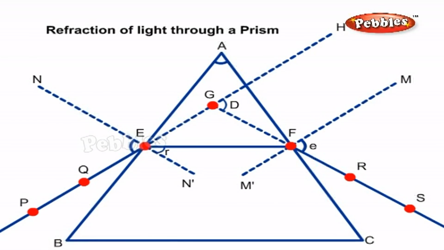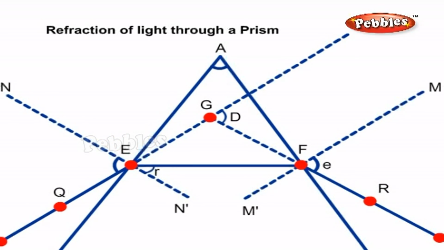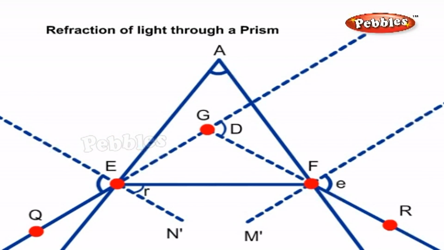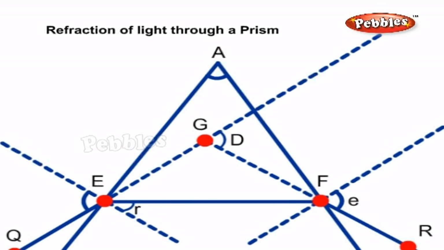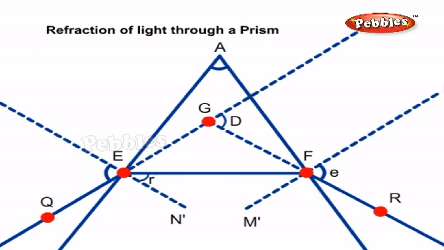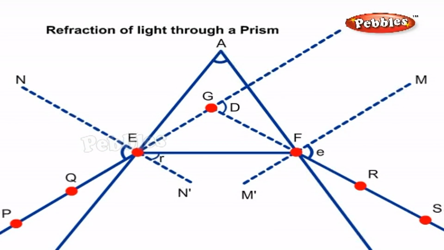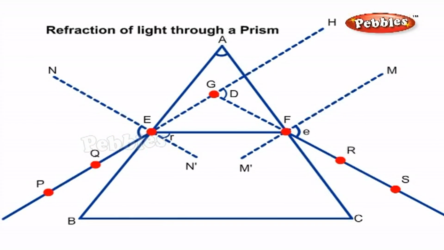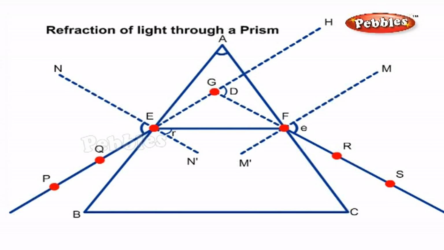Similarly, join and produce the points R and S. Let these lines meet the boundary of the prism at E and F, respectively. Join E and F. Draw perpendiculars to the refracting surfaces AB and AC of the prism at points E and F, respectively. Mark the angle of incidence, the angle of refraction, and the angle of emergence. Here, PE is the incident ray, EF is the refracted ray, and FS is the emergent ray.